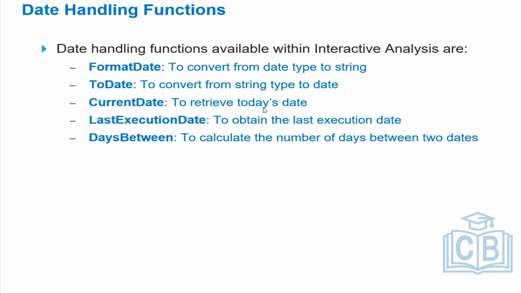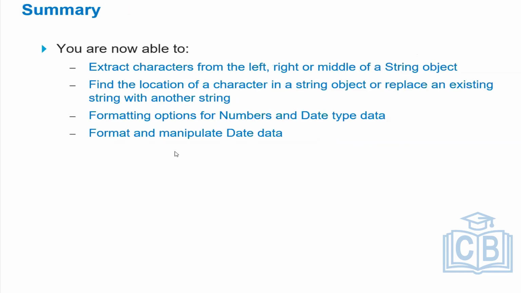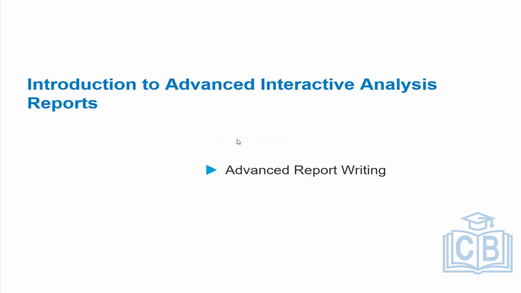Current date will retrieve today's date. Last execution date is to obtain the last execution date. Days between will be useful to calculate the number of days between two dates. So days between start date, comma, end date will give how many days are in between those dates. So that is about the formatting options available now.